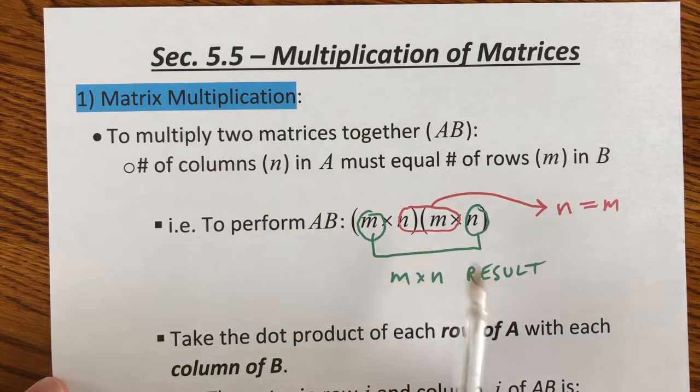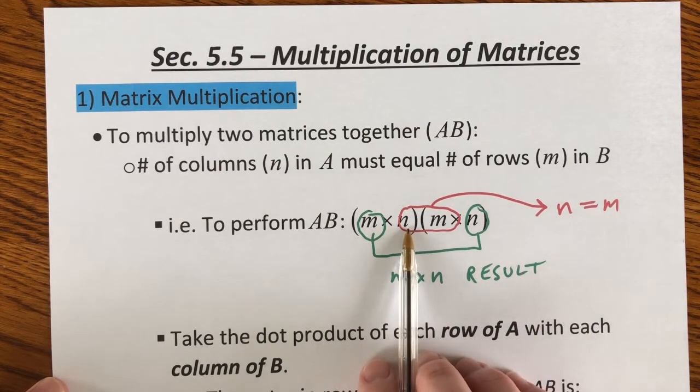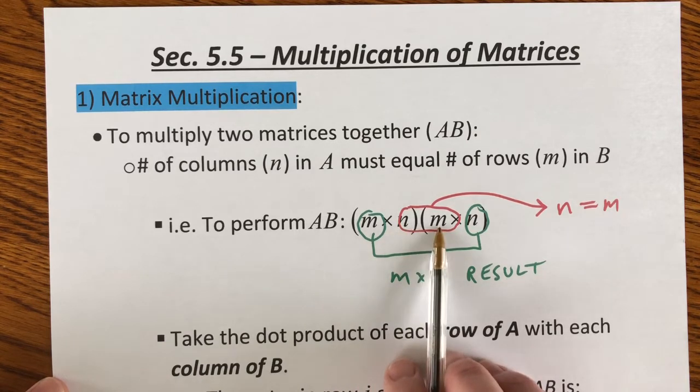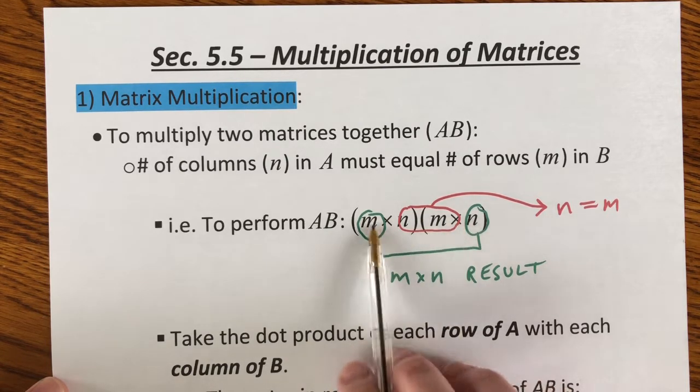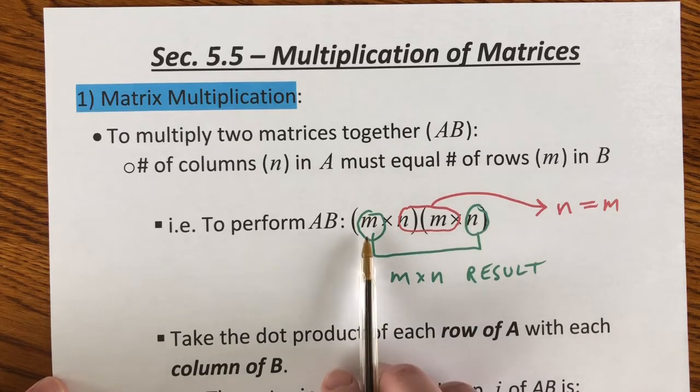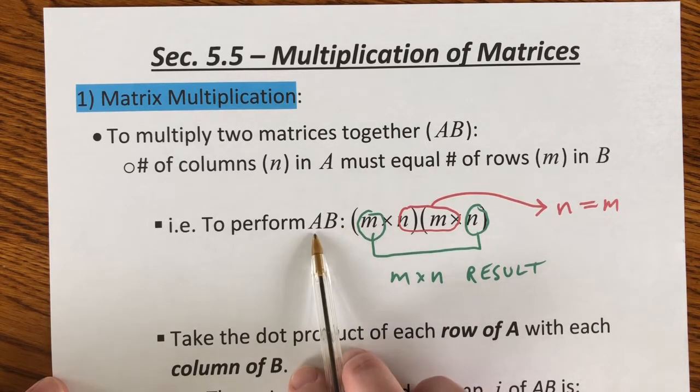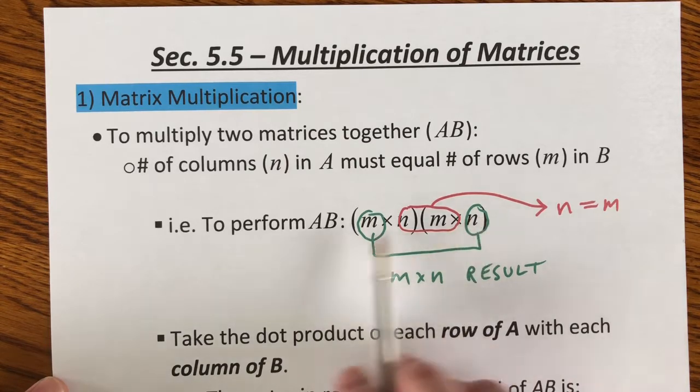So in other words, this n value, the number of columns in the first matrix, has to be the same as the number of rows m in the second matrix. The result is actually going to be the two most exterior values, which would be what? The number of rows in the first matrix, A, and the number of columns in the second matrix, B.